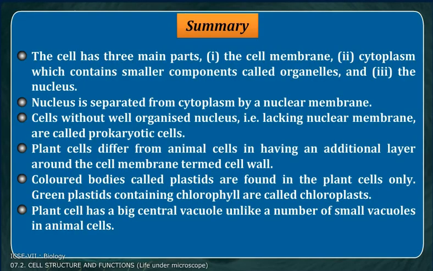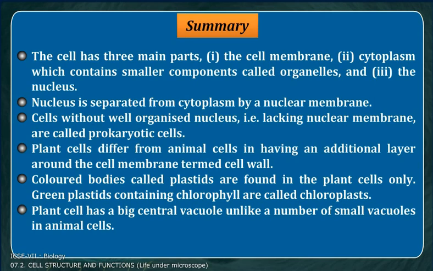Summary. The cell has 3 main parts: the cell membrane, the cytoplasm, which contains smaller components called organelles, and the nucleus. The nucleus is separated from the cytoplasm by a nuclear membrane. Cells without a well-organized nucleus, that is, lacking a nuclear membrane, are called prokaryotic cells.